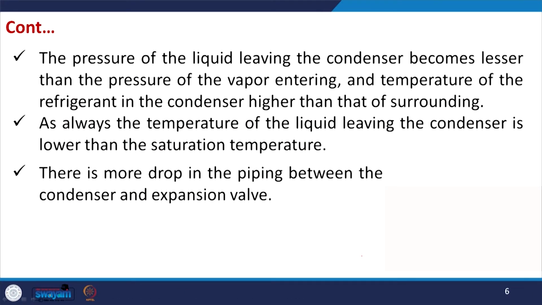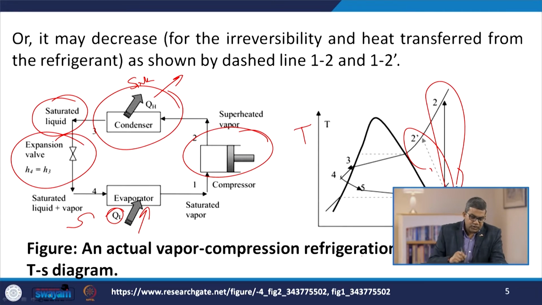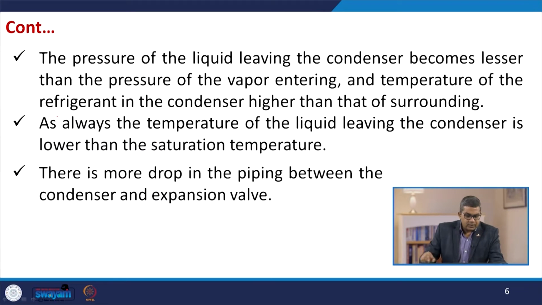Now the pressure of the liquid leaving the condenser becomes lesser than the pressure of vapor entering, and the temperature of the refrigerant in the condenser is usually higher than that of the surroundings. So as always, the temperature of the liquid leaving the condenser is lower than the saturation temperature. Now there is more drop in the piping between the condenser and expansion valve. So from 3 to this stage, there is a temperature drop.